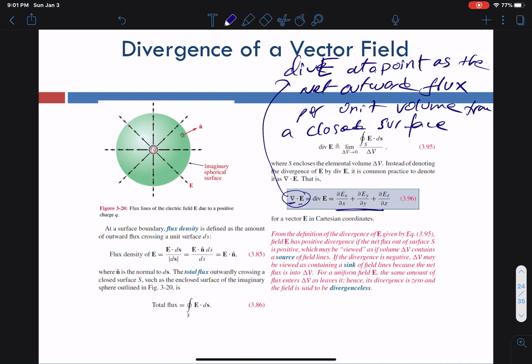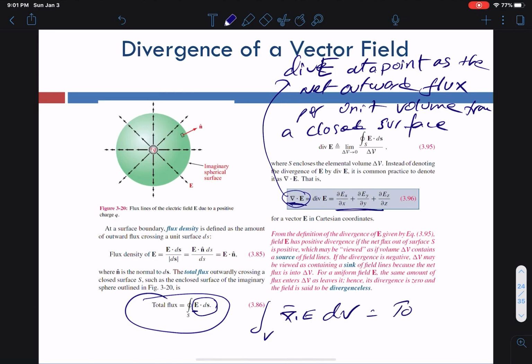If you take a closed surface, how much flux is coming out per unit volume at a point is the divergence. And if you try to find the total flux, you need to do a surface integration of E over the surface to get the total flux. Or, since divergence is per unit volume, you can also do the volume integration of that.